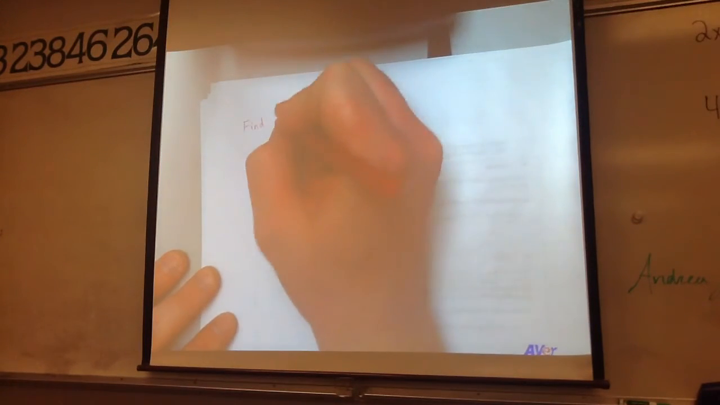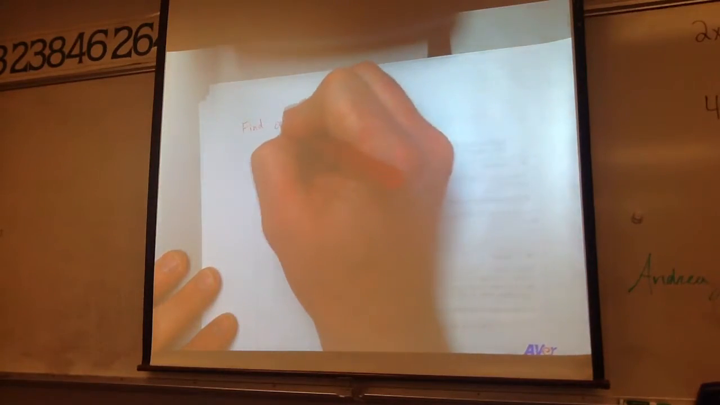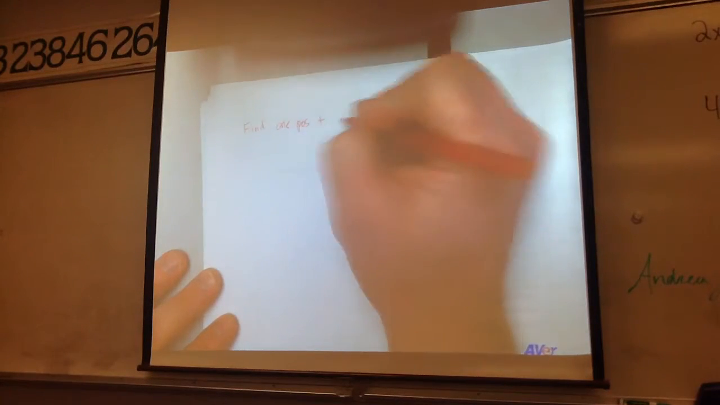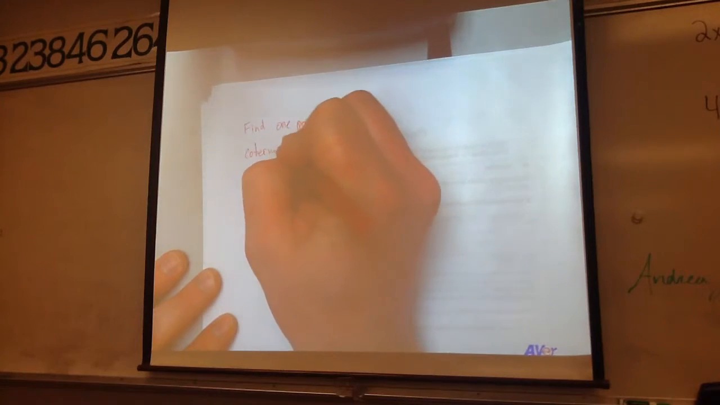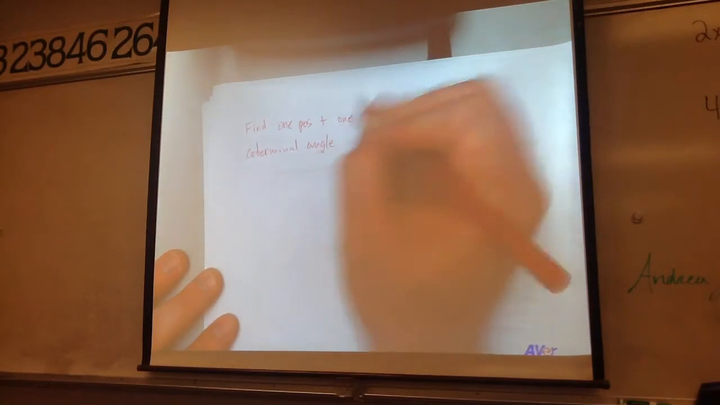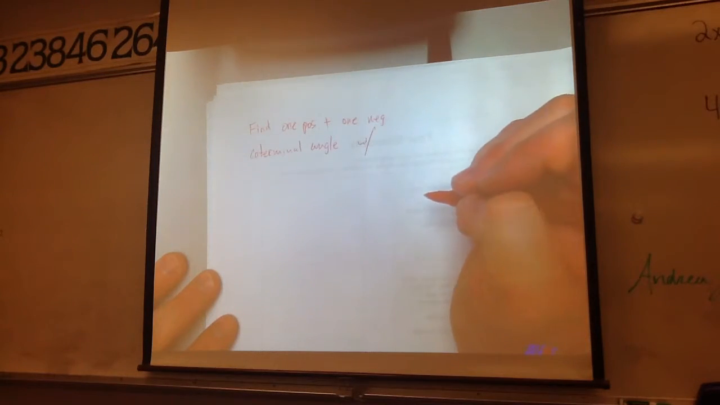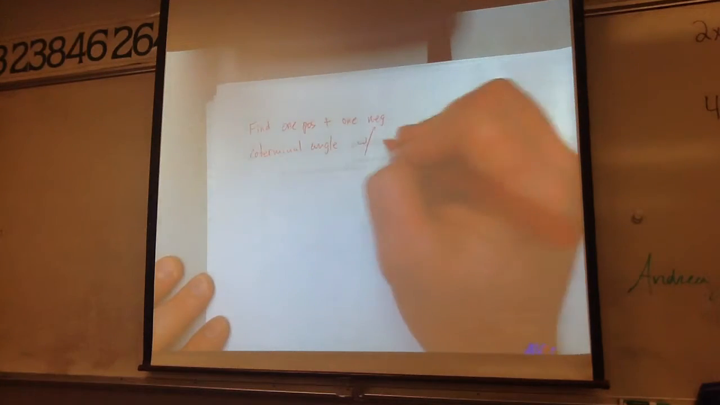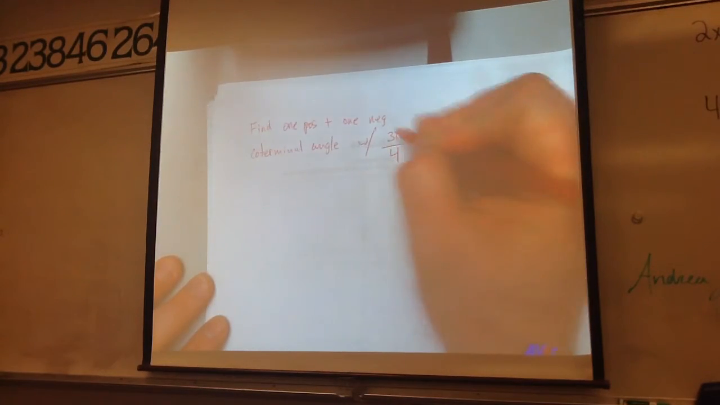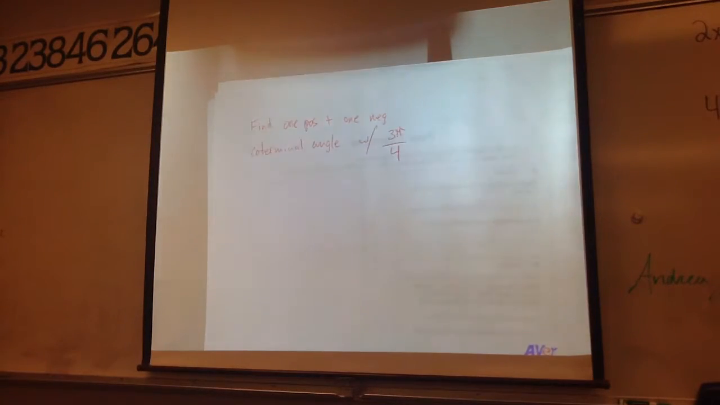Find one positive and one negative coterminal angle, or an angle that is coterminal with, I'm going to give it to you in radians, 3 pi over 4. So you have to turn that into an angle? That is an angle. But convert it to degrees? You do not need to convert it to degrees. So then how do you find the coterminal if it's in radians? You never showed us that.